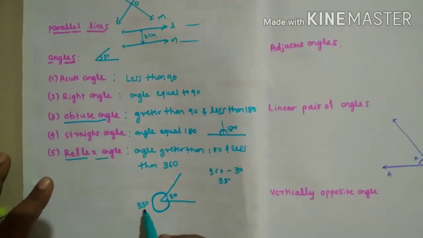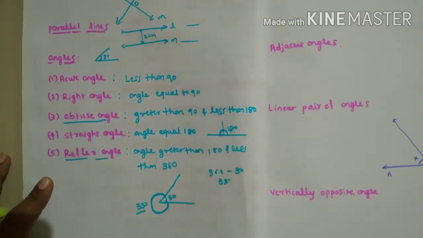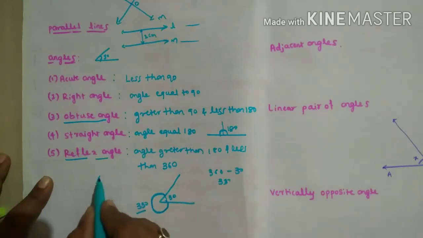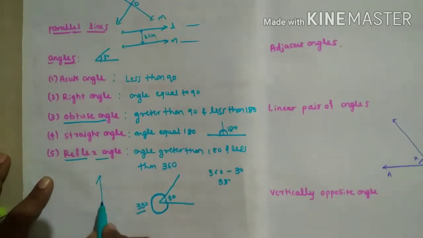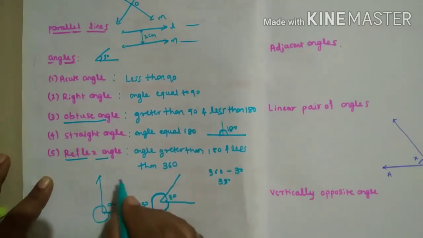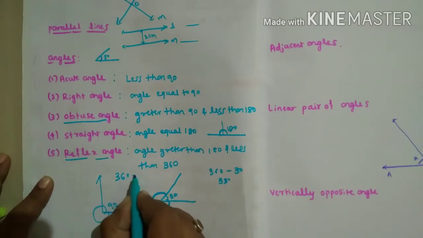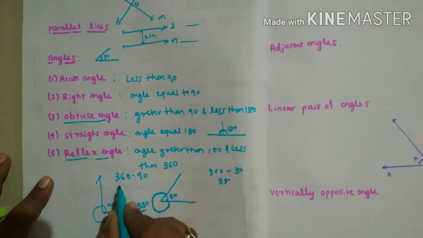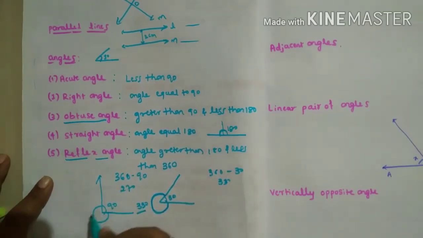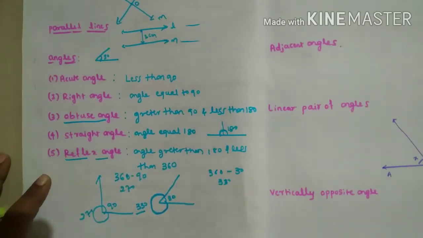See, this is 30 degree, this is 330. This angle is called a reflex angle. One more I will show you. Suppose here 90 degrees there. Okay, this remaining angle is called a reflex angle. 360 minus 90 will be 270. So in this diagram, 270 is a reflex angle.